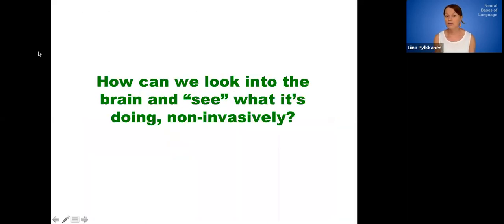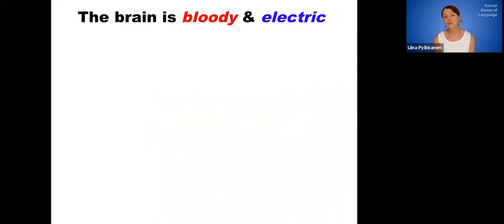So how can we look into the brain and somehow see what it's doing non-invasively, without hurting the person in any way? How can you look inside the head in this way? And there's 2 basic properties of the physiology of the brain that basically enable all of our functional neuroimaging. And the 2 properties are that the brain is both bloody and it's electric.